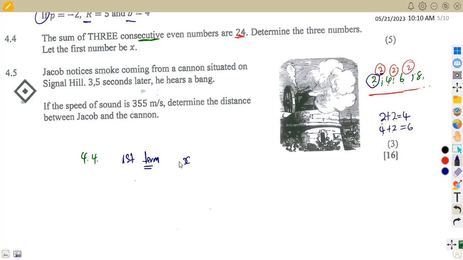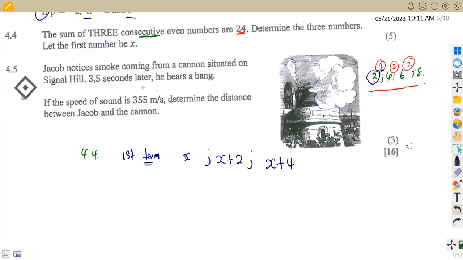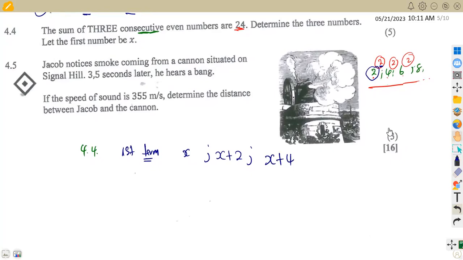So if we are saying our first term is x, it means the second term is going to be x plus 2. We are simply adding 2 because they are consecutive even numbers. So the third one, we are going to add a 2 again. If we have x plus 2 and you add another 2, that's x plus 4, meaning the third term is going to be x plus 4. So that's how we can have a sequence of consecutive even numbers if you are given the first term. But this is not the idea that we are talking about.